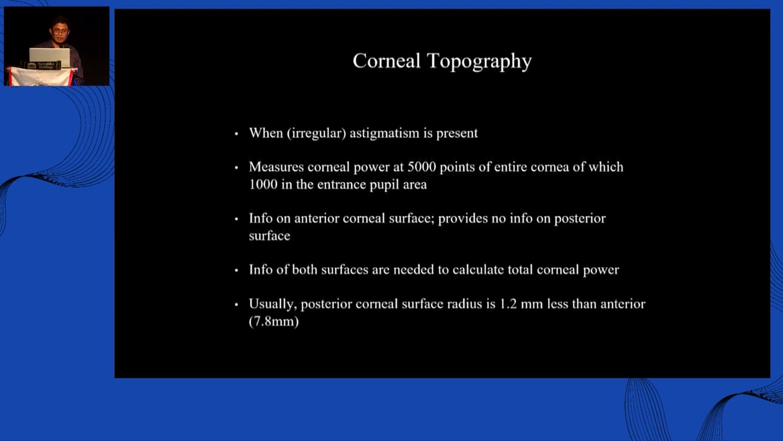So topography, these values may be normal. There's an old slide. I think now it's not 5,000 points, must be 10,000 points, where you measure the corneal power in each point, important points, and then you derive the power. Now this is the assumption: the posterior corneal surface radius is 1.2 mm less than the anterior, which is usually 7.8.